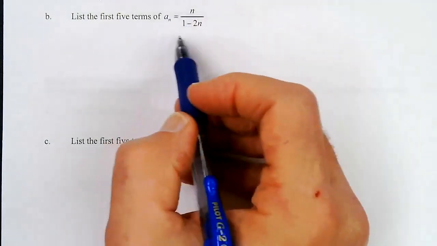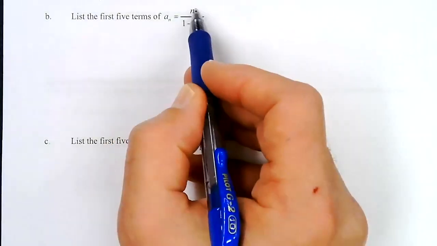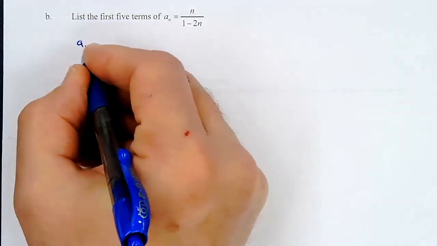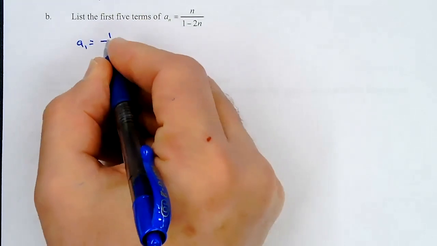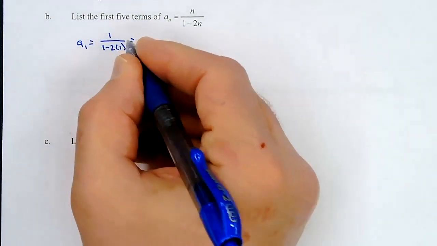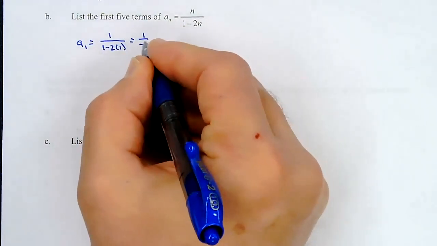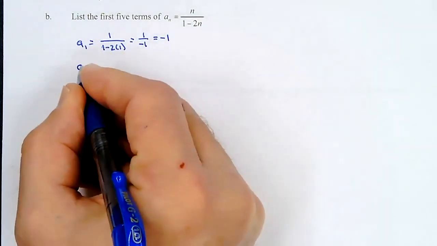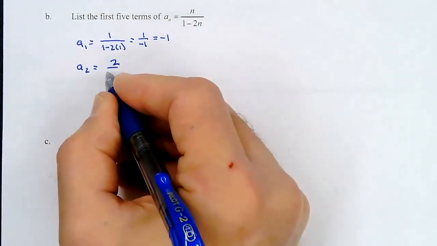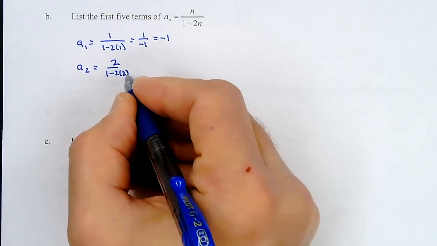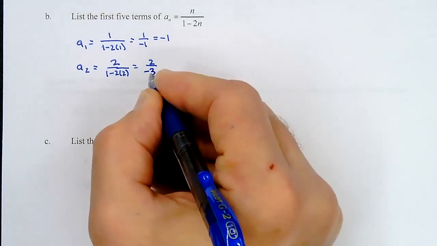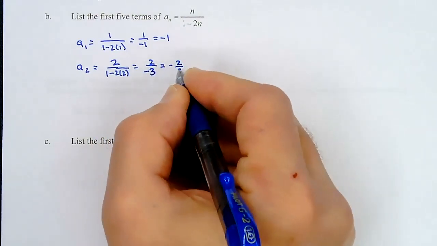So our formula for the terms of the sequence is a sub n equals n over 1 minus 2n. So a sub 1 would be 1 over 1 minus 2 times 1. So that would be 1 over -1, which gives you -1. A sub 2 would give you 2, because n is 2, over 1 minus 2 times 2. So that would be 2 over 1 minus 4, which gives you -3. So this one is -2/3.